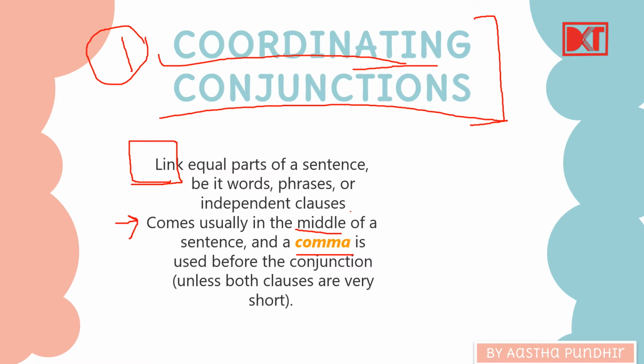Coordinating conjunctions जो हैं, हमने इनके नाम से ही पता चल रहा है कि coordinate कर रहे हैं. दो words हैं या phrases हैं या कोई independent sentences हैं, independent clauses हैं, उनको एक साथ link करके जो conjunction use होता है उसे हम coordinating conjunction कहते हैं. और usually they come in the middle of the sentence. क्योंकि हम दो sentences को या दो words को या दो phrases को join कर रहे हैं, so they usually come in the middle of the sentence. All right, and a comma is used unless both of them are very short. इसके हम अब examples देखते हैं.